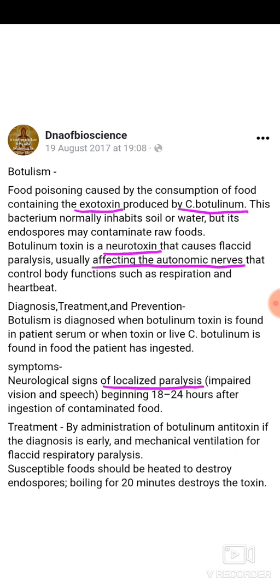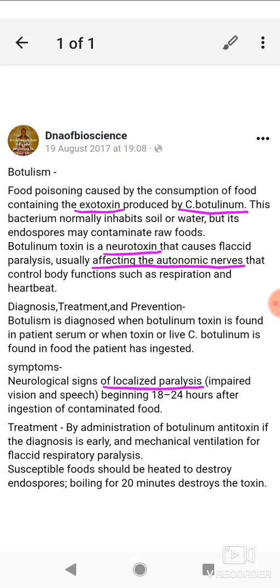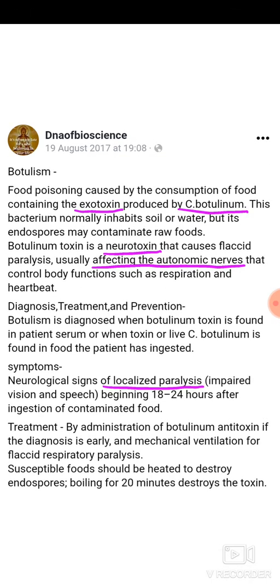So the diagnosis: botulism is diagnosed when botulism toxin is found in the patient's serum, or when toxin or live Clostridium botulinum is found in food the patient has ingested. The symptoms are neurological signs of localized paralysis, then vision issues and speech issues. It begins 18 to 24 hours after the ingestion of the contaminated food. The treatment is administration of the botulism antitoxin if the diagnosis is early, and mechanical ventilation for flaccid respiratory paralysis. As I said, the person may face breathing issues.